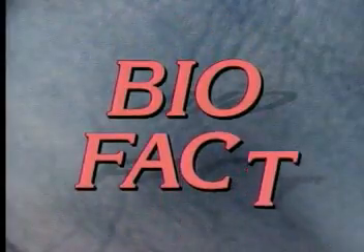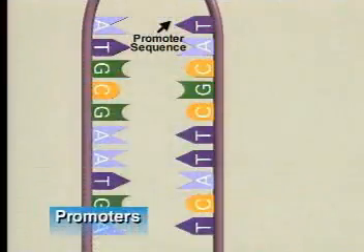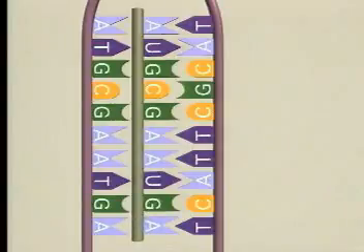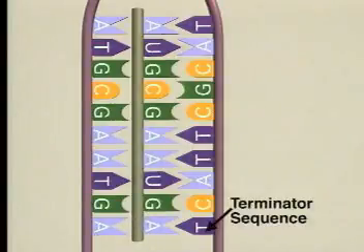Yes. How does the messenger RNA know where to start coding from the DNA molecule? There are specific sequences of nucleotides in the DNA molecule. Sequences of nucleotides which signal the start of transcription are called promoters. Promoters tell the RNA polymerase where to initiate the transcription process. Other nucleotide sequences called terminators signal the end of transcription.